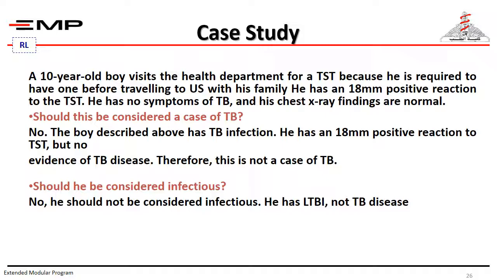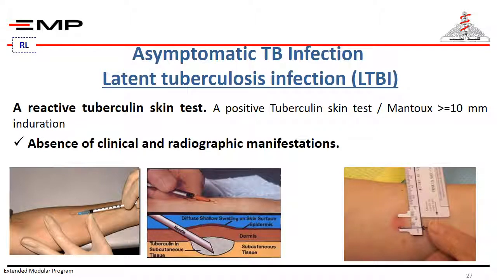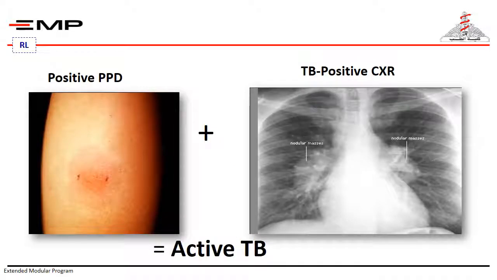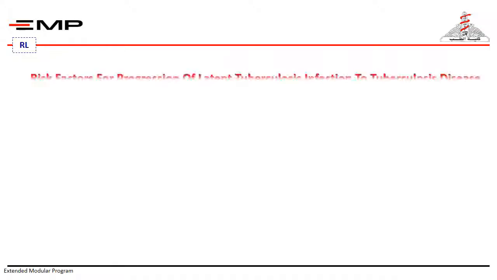Yes, because he can turn, in 10% up to 40%. He's not an infant, so in 10% he can turn to tuberculous disease. So again, this is the case: a reactive tuberculin test, more than 10 mm, with absence of clinical and radiological manifestation. This is latent TB infection. If there is a positive tuberculin test with a positive chest X-ray and respiratory symptoms for more than 2 weeks or even 3 weeks, not responding to antibiotics, please consider active tuberculosis.